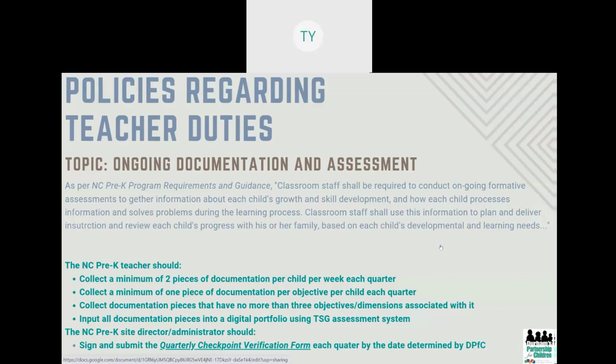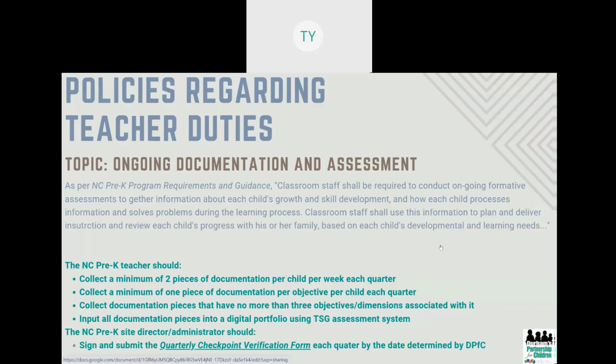So you'll see from the NC Pre-K program requirements and guidance that teachers are expected to conduct ongoing formative assessments and gather information about the progress of each child, and use that information to plan and deliver instruction, as well as sharing that information with the child's family. What all that means is the expectation is that you are continuing to collect documentation throughout the school year. And those formative assessments, ongoing assessments, are your checkpoints. Those are, of course, done quarterly. None of that information should be new.